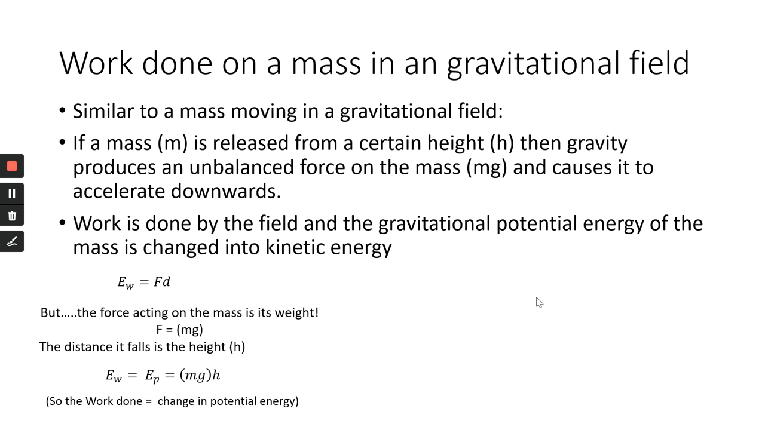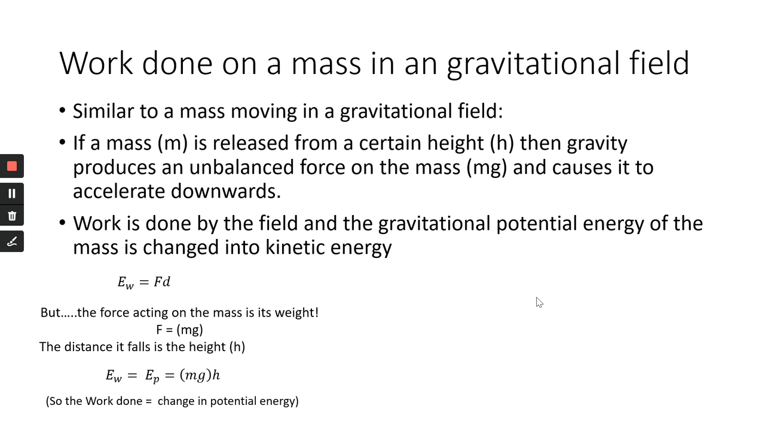Now, where is the energy gained from the mass coming from? So the mass is accelerating downwards. Its potential energy is converting to kinetic energy. Well, what's actually happening is the gravitational field of Earth is doing work on the mass. So by doing work, it's causing it to accelerate and it's giving it kinetic energy.